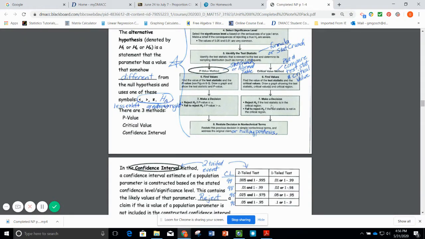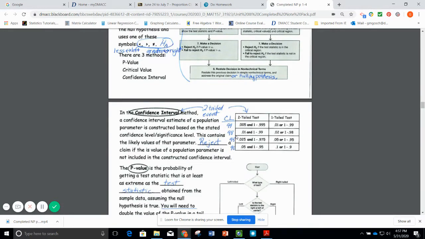Okay, because step 7 can be kind of confusing, number 8, you are to restate that decision in non-technical terms. And so you might say the evidence supports the claim that DMAC students have a higher proportion of tattoos than non-DMAC students, whatever it might be. That's just an example. So you would restate this decision in terms of the problem. Again, we will practice all of this stuff.